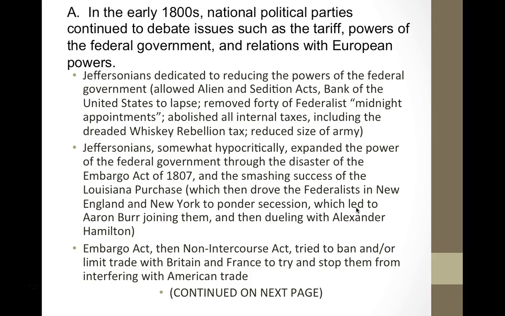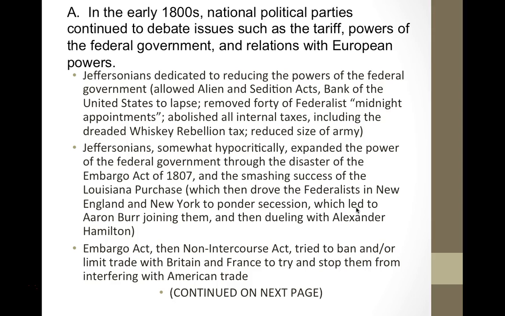All right, so in the early 1800s, we're still going to debate some of the same issues: the tariff, the powers of the federal government, what our relationship should be with European powers. The Jeffersonians want to reduce the power of the federal government. Obviously, the Federalists wanted to increase that. So the Jeffersonians are going to allow the Alien and Sedition Acts to go away. They're going to allow the Bank of the United States to lapse, even though obviously it's going to come back. They're going to remove a lot of the midnight appointments that the Federalists, John Adams, made when he was voted out of office.